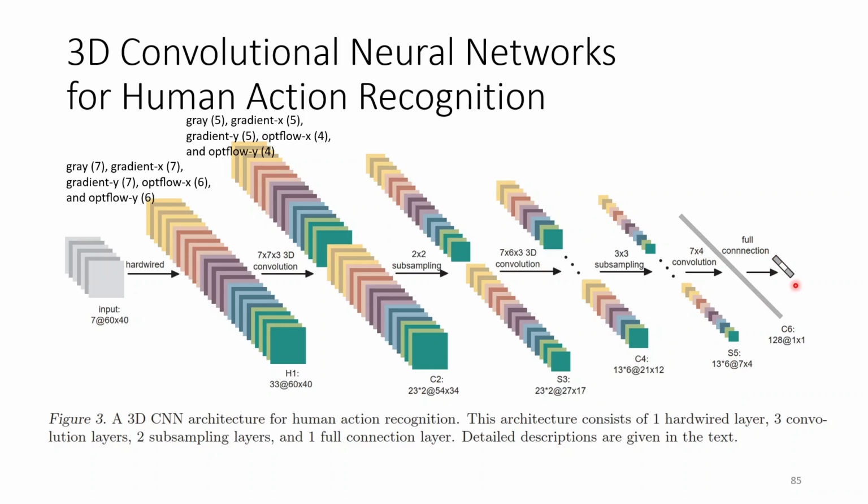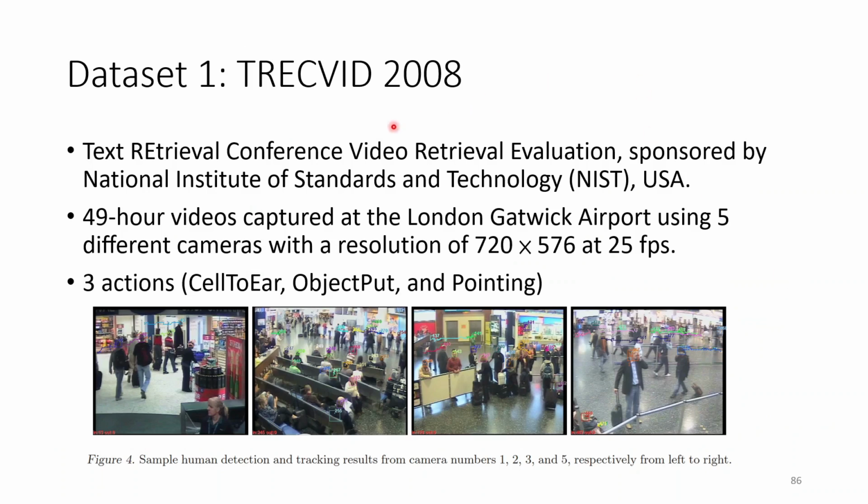They use this data set. It's called TRECVID 2008. So there are only 3 actions. Cell to ear, it just takes a cell phone to your ear, and object put, those subjects put an object, and pointing is raising your hand and pointing to somewhere. Okay, so the data set was released by NIST USA. NIST means the National Institute of Standards and Technology.